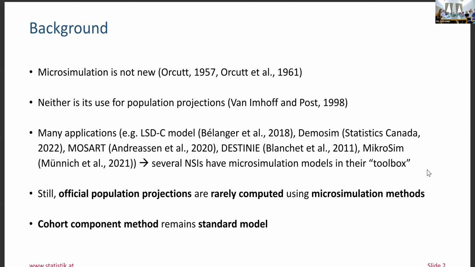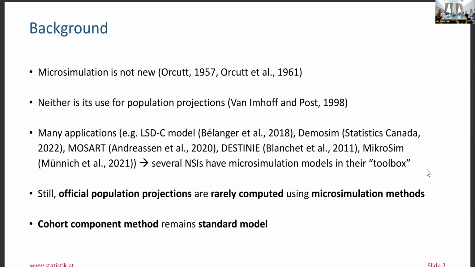The idea of using microsimulation in the social sciences, similar to the way that experiments are done in the natural sciences, in fact, dates back to work that was done already in the 50s and 60s. And the first large-scale dynamic microsimulation model in the social sciences was already developed in the late 60s and 1970s. What's also nothing new is the use of microsimulation models for population projections.